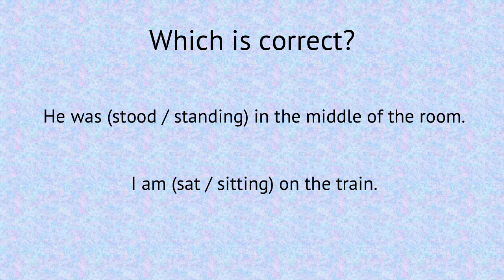He was stood in the middle of the room. He was standing in the middle of the room. And I am sat on the train. Or I am sitting on the train. So our two pairs of words are stood, standing, sat, and sitting. So let's explore which ones are needed in which situations.